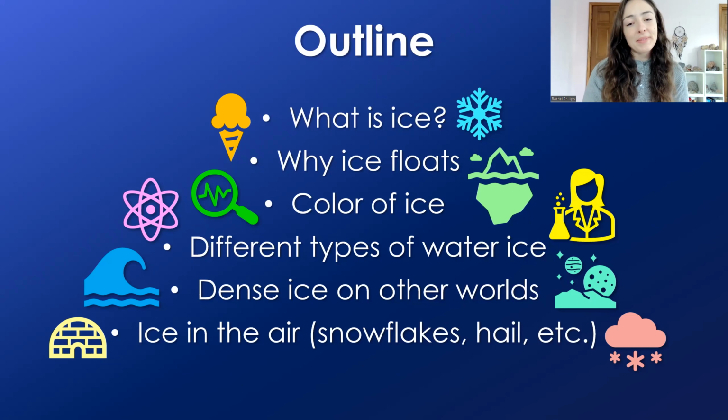So in this video, I'm going to be talking about what ice is, why ice floats, the color of ice, why it appears certain colors, the different types of water ice, the 19 different types that I just mentioned. I specify water ice here because this video is not about different types of frozen liquids. It's actually all about different types of frozen water. So I specified that we're talking here about water ice only.